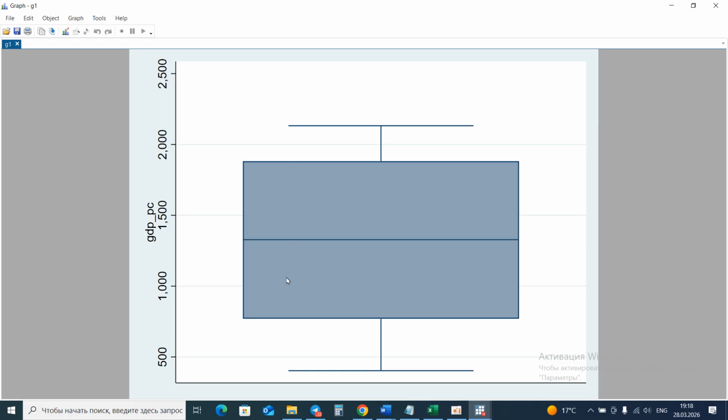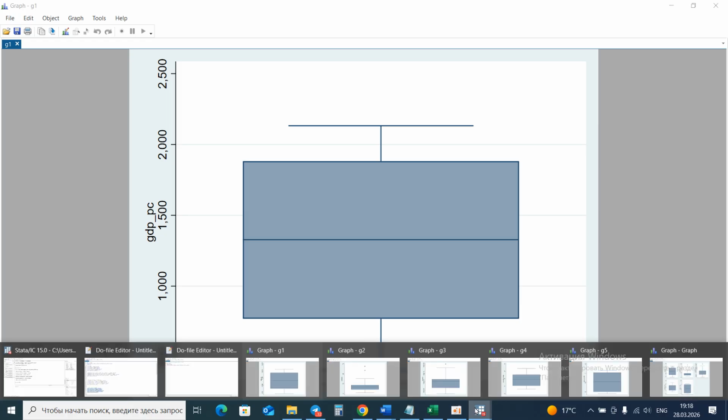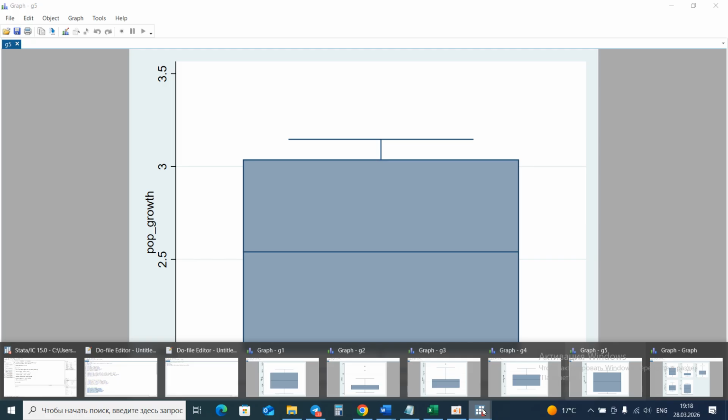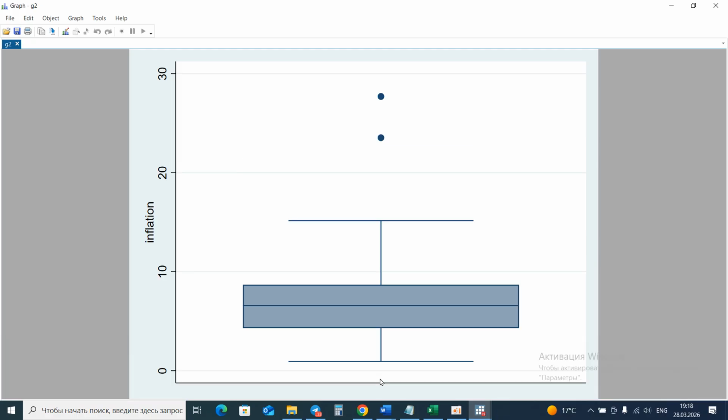So a tall box, like here, means that this variable has high variability, so population growth is highly variable. While a short box means low variability, like here. Median near top or bottom means it's skewed data, and long whiskers mean widespread, and many outliers means unusual observations or possible data issues. We don't have any of them.